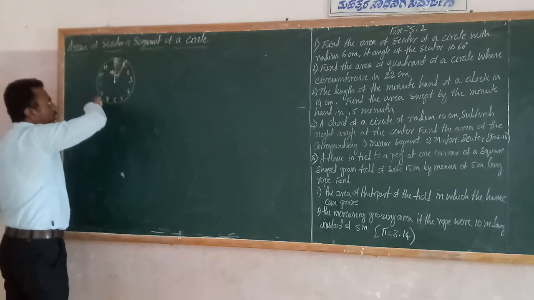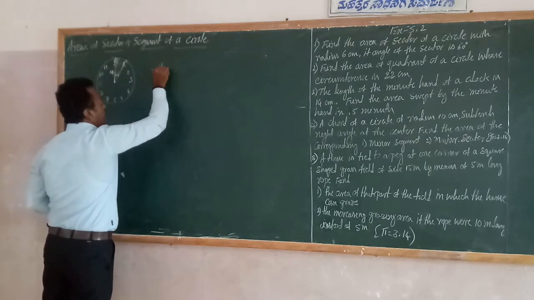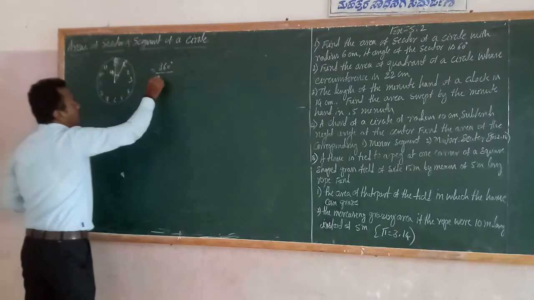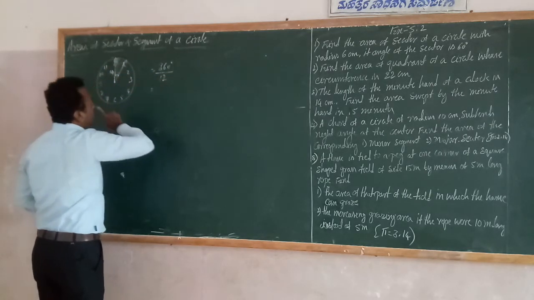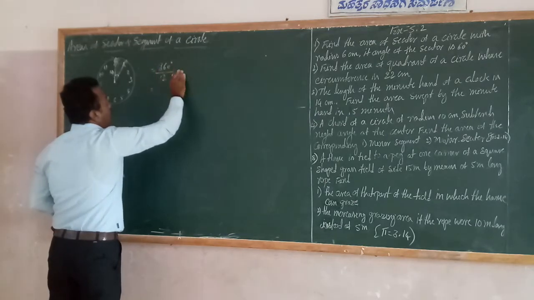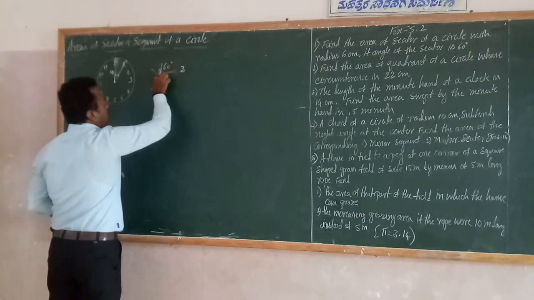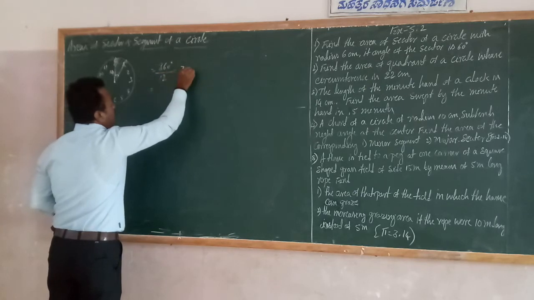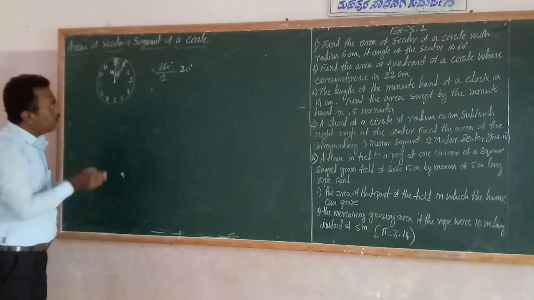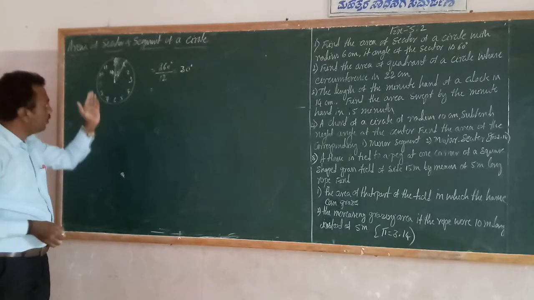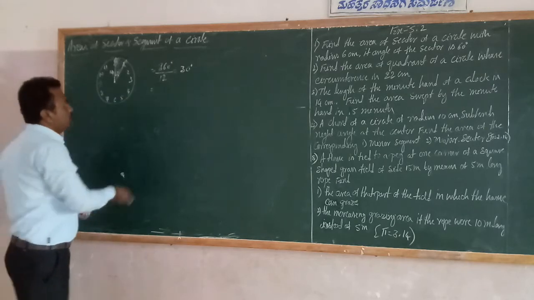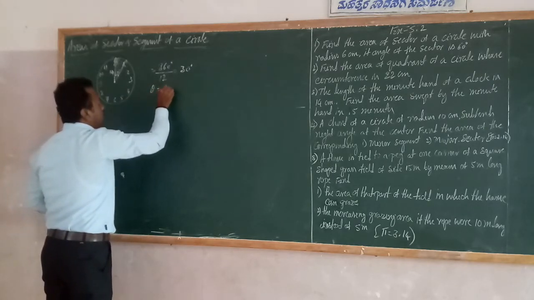So total clock, the area is 360 degree. Okay. How many numbers are there? 12. So 12 ones are 12, 12 twos are 24, 12 threes are 36, so 30 degree. Yes, for each 5 minutes it becomes 30 degree. So that's why theta is equal to 30 degree.